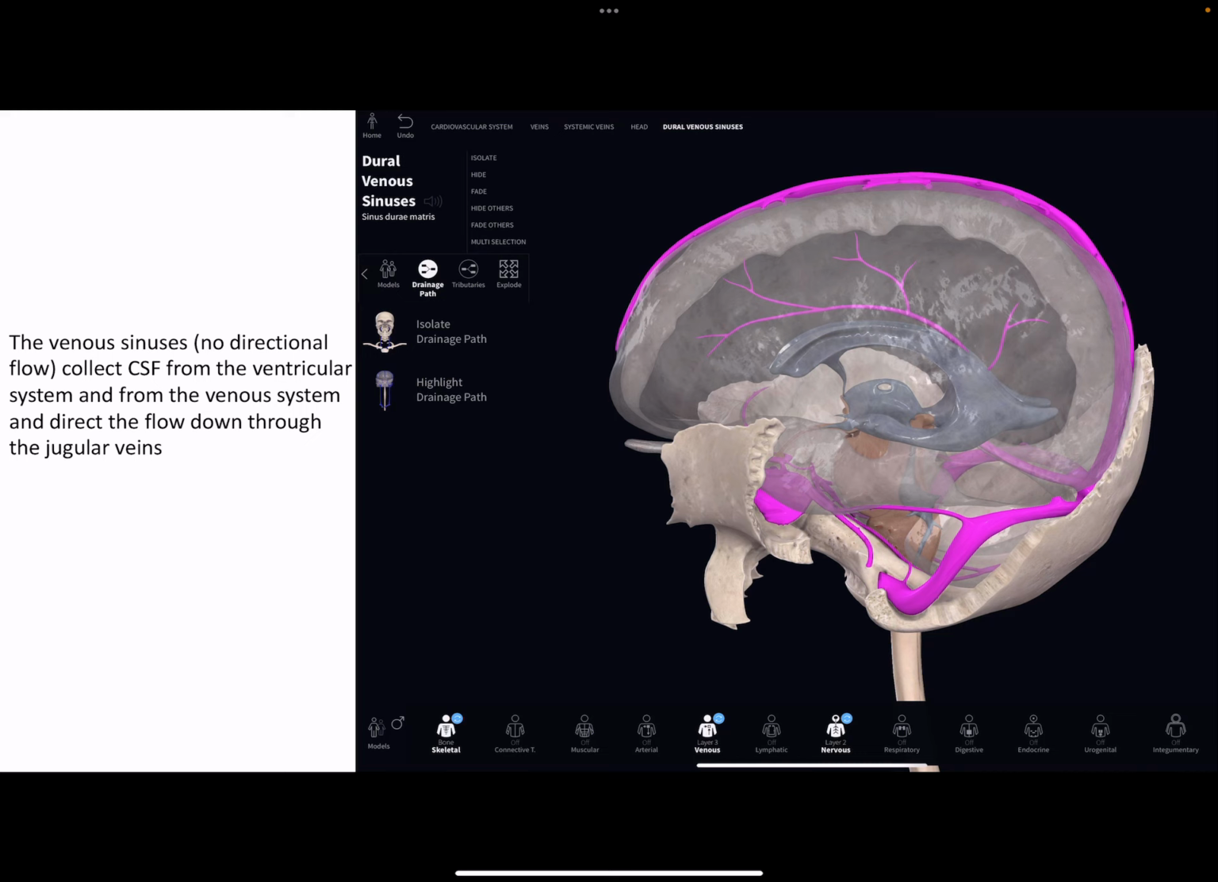Okay, so the venous sinuses don't actually have directional flow, unlike the veins, which do have directional flow. And again, their job is to collect CSF, but also they're collecting all of the stuff from the veins.